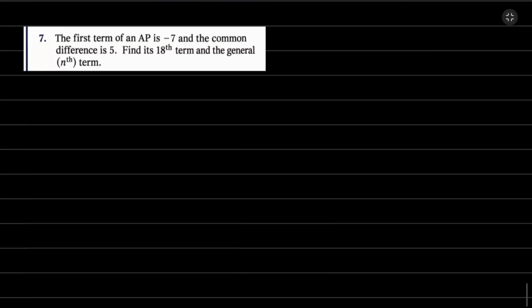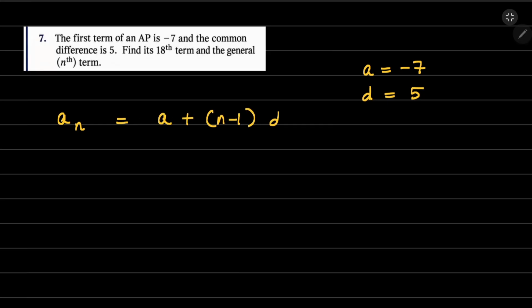You are given the first term of the AP is minus 7. How do you denote the first term? It is just A. Okay. So A is equal to minus 7. You are given the common difference, D is equal to 5. Find the 18th term and the general nth term. How do you find the 18th term? An is equal to A plus n minus 1 into D. This is the nth term formula.